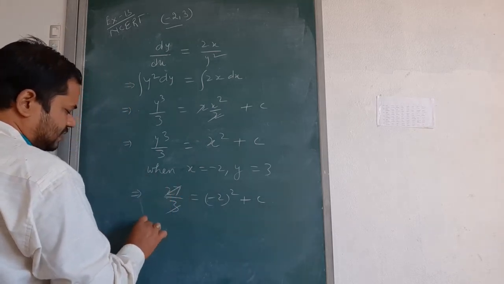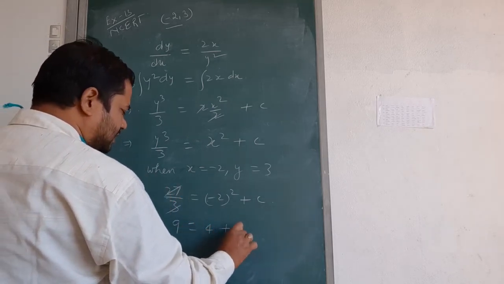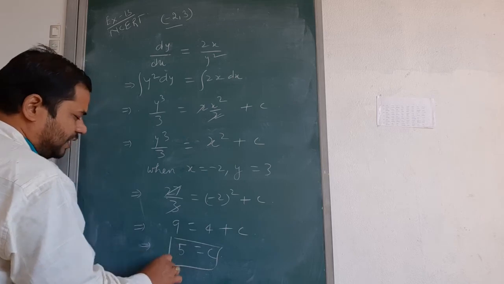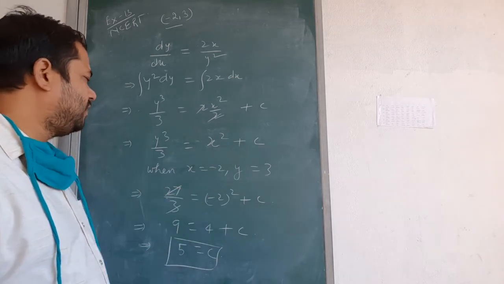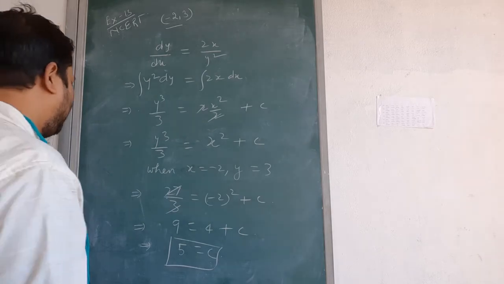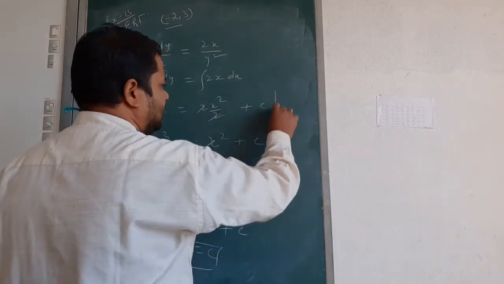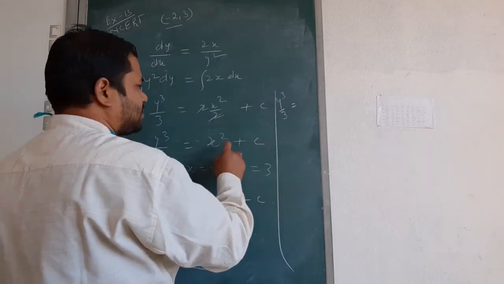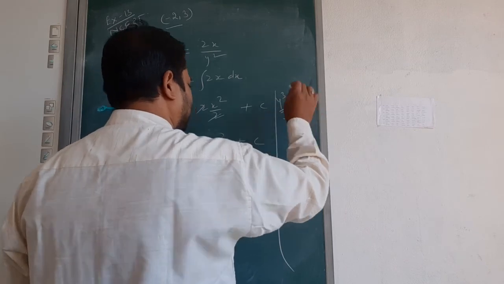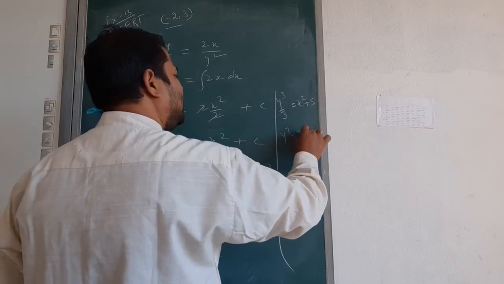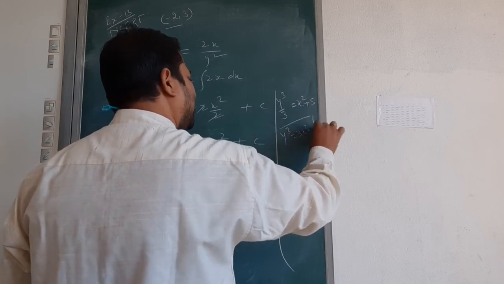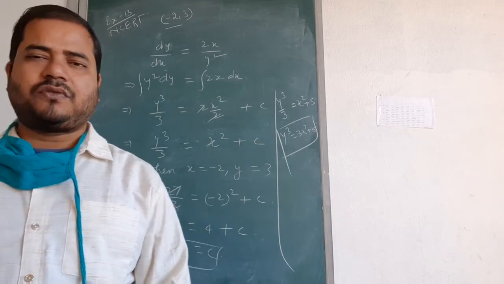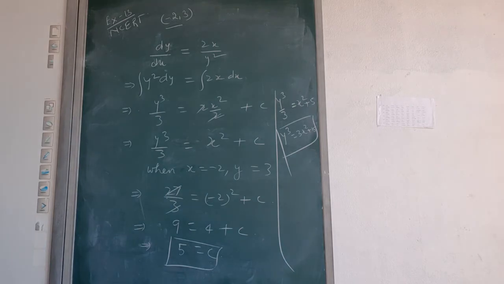So this is 9 equals 4 plus c. So 9 minus 4 is 5, so c is nothing but 5. Put the value of c here, we will get the solution. So y cube by 3 is nothing but x square plus 5. So y cube is 3x square plus 15, and this is the particular solution of the given differential equation. So note it down.